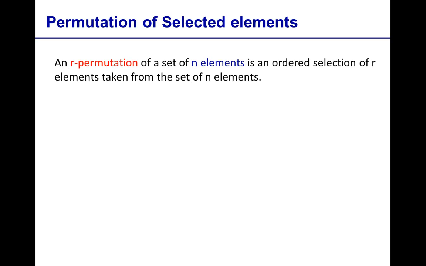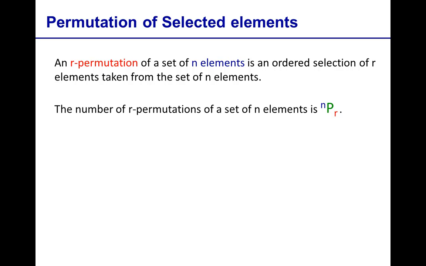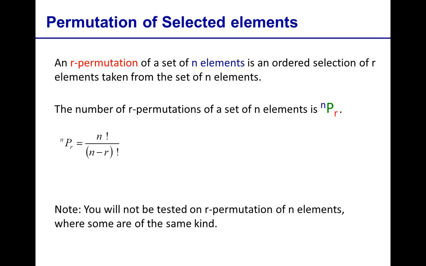An r-permutation of a set of n elements is an ordered selection of r elements taken from n elements. It is denoted by nPr, which is governed by this formula. Do note that for this course, you will only be tested on r-permutations of n distinct elements, but you will not be tested on cases where some of the n elements are of the same kind.